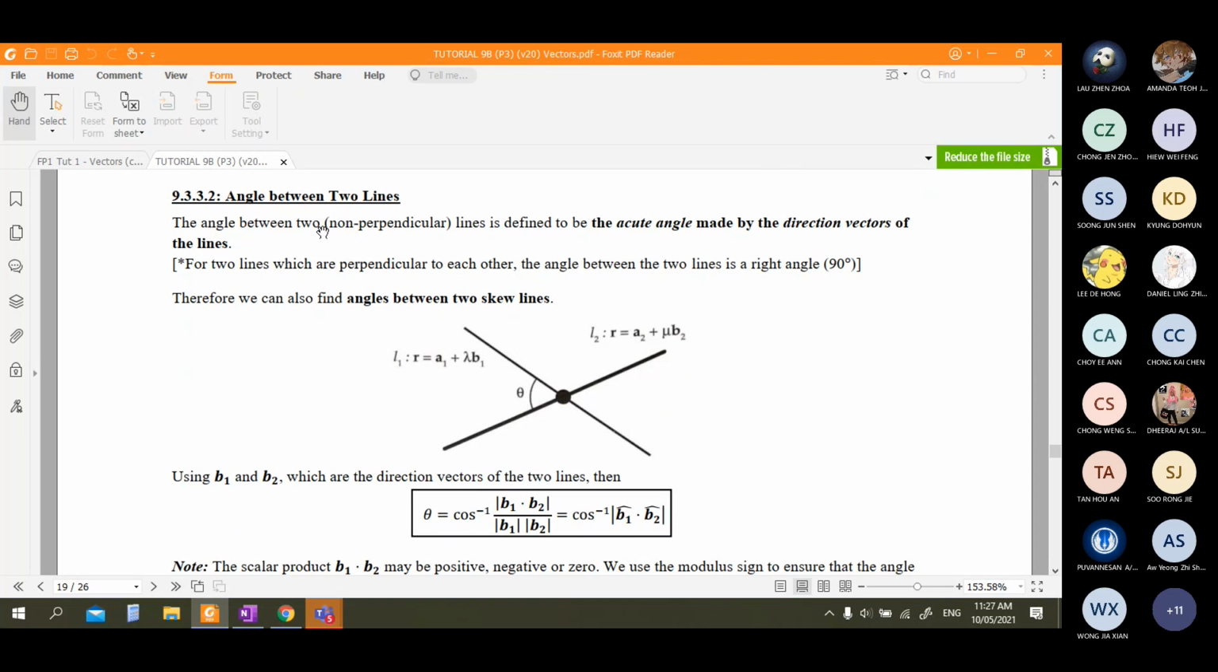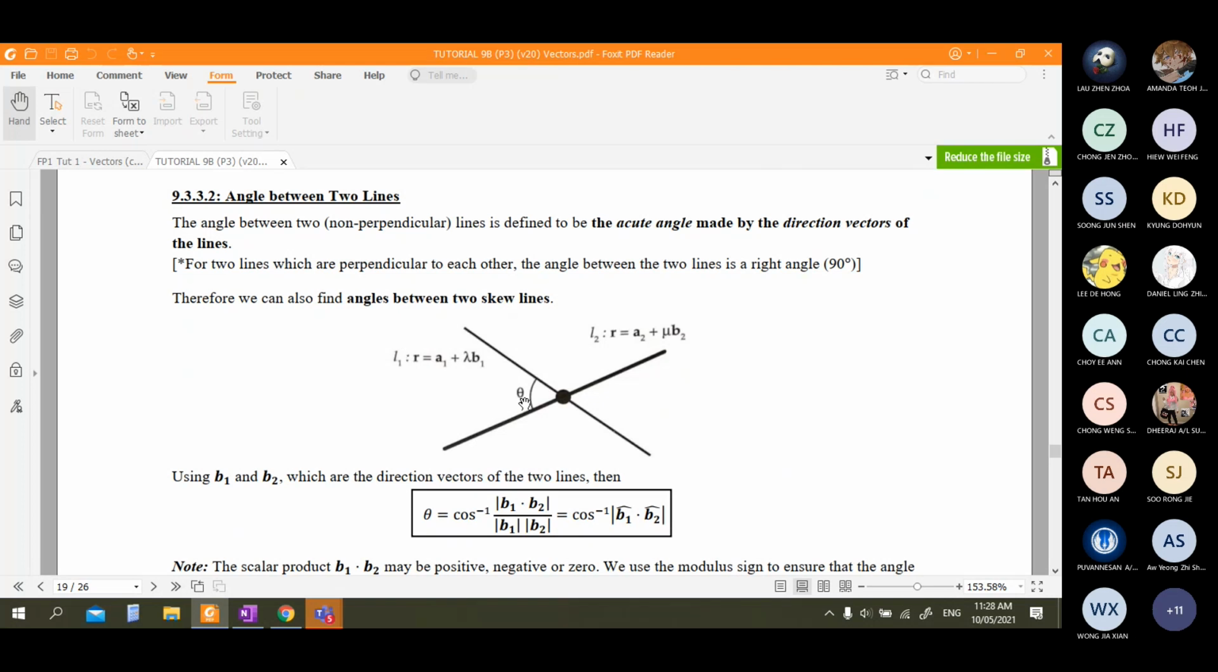So first of all, to find the angle between two lines, it doesn't necessarily need to be a pair of intersecting lines, because look at the way the angle between two lines is defined in the first sentence here. It says the angle is an acute angle made by the direction vectors of the line.